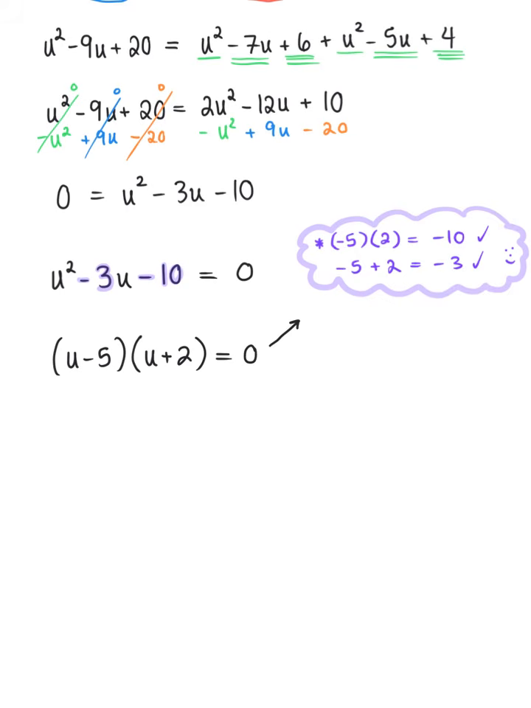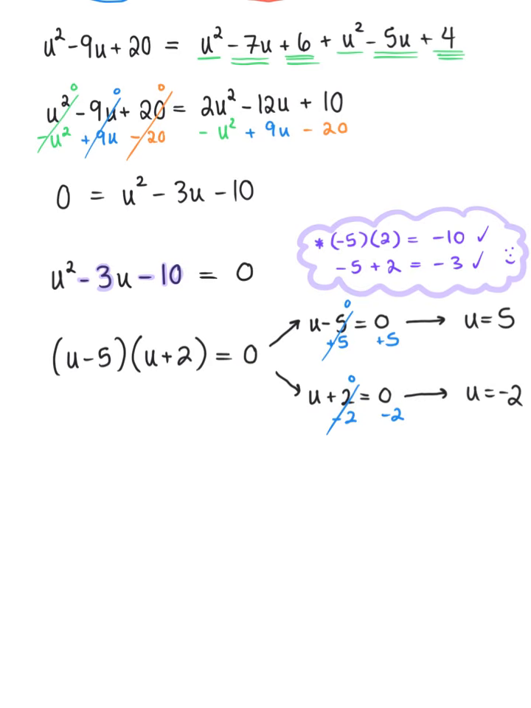And now we can think about these two binomial cases. We have u minus 5 is equal to 0. And case 2 would be u plus 2 is equal to 0. So solving case 1 here, to isolate u, we're going to add 5 to both sides of the equation. Minus 5 plus 5 cancels itself out to 0, leaving us with u is equal to 5. And very similarly, in case 2, to isolate u, we are going to subtract 2 from both sides of this equation. So 2 minus 2 cancels itself out to 0, leaving us with u is equal to negative 2.